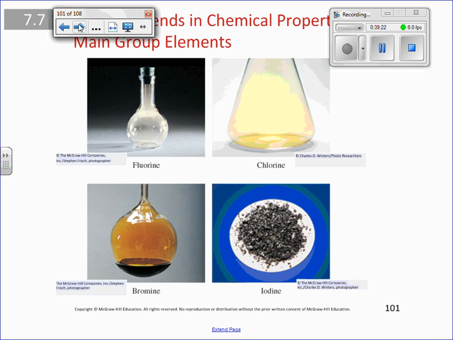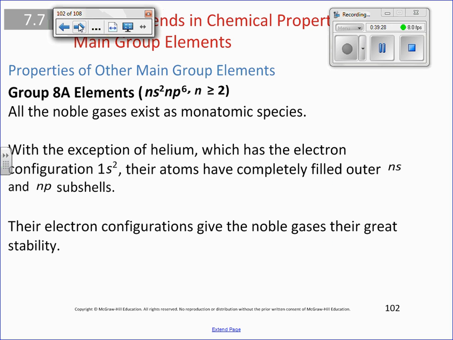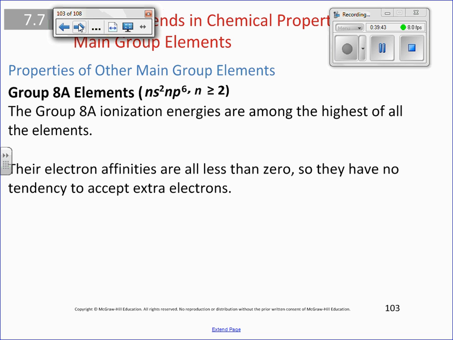8A, have all the noble gases. They exist as monoatomic species. They all have s2p6 except for helium, which has s2. Greatly stable. Highest ionization energies, no electron affinity. Up until 1963, they were called the inert gases.